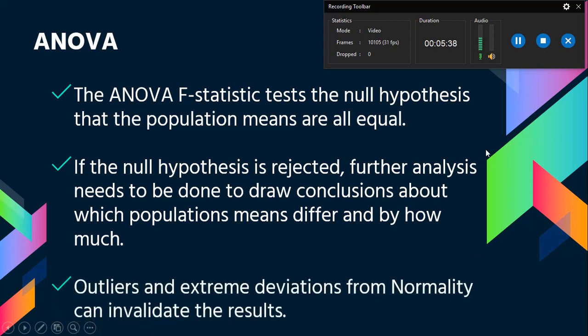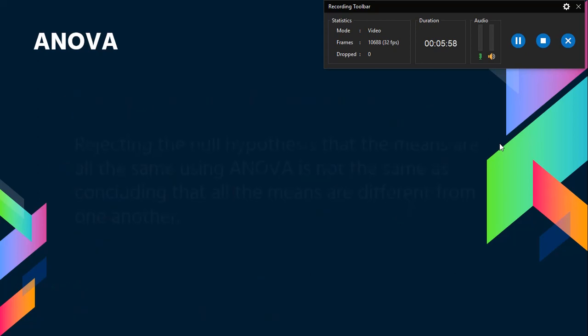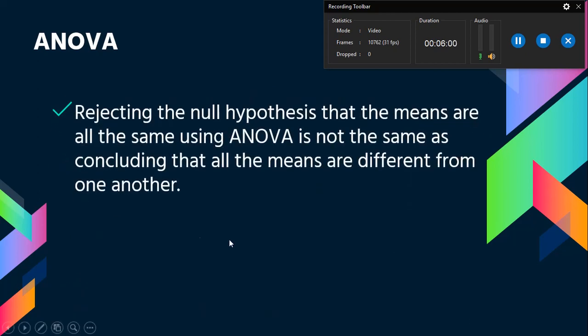If each individual sample contains an outlier or any extreme deviations from the normal, we can have invalid results even if we run the procedures correctly. Those extreme deviations from the norm will affect our results. When we reject the null hypothesis that the means are all the same, it's not the same as concluding that the means are different from one another.